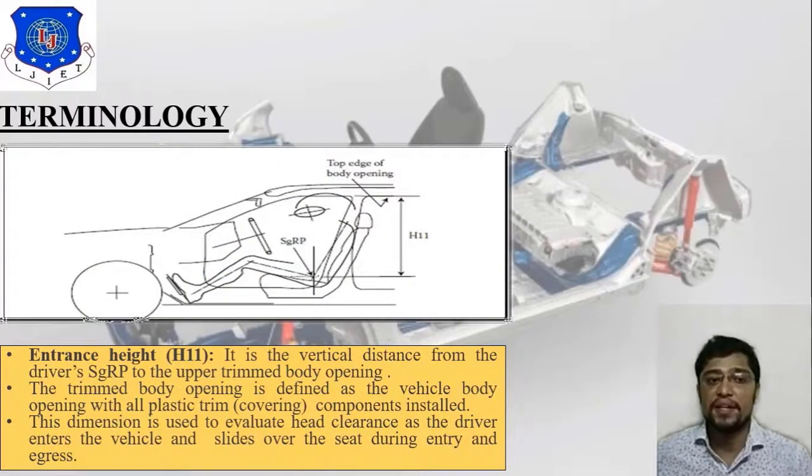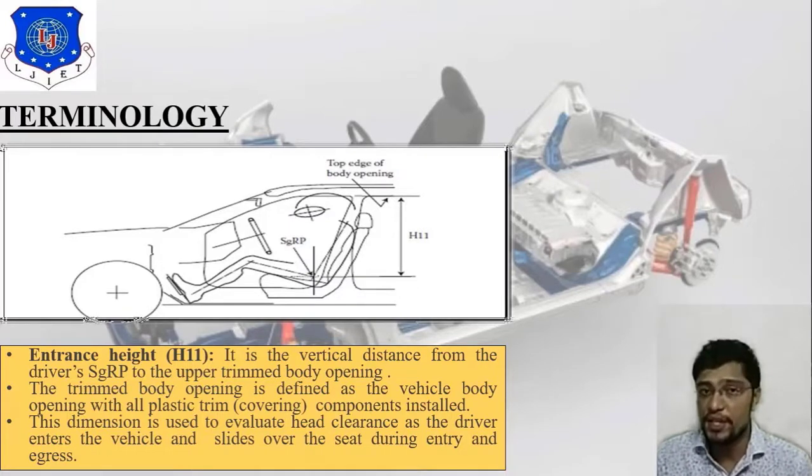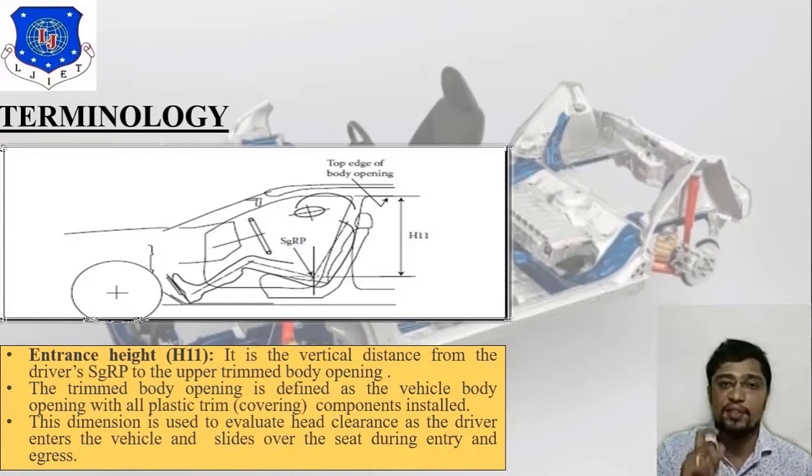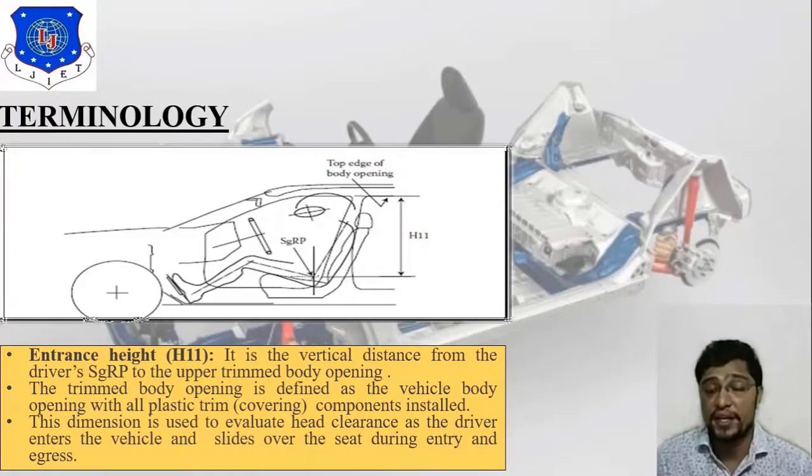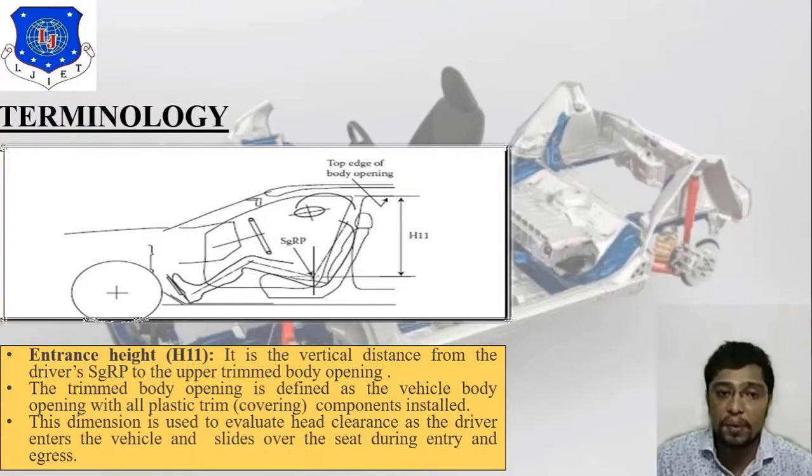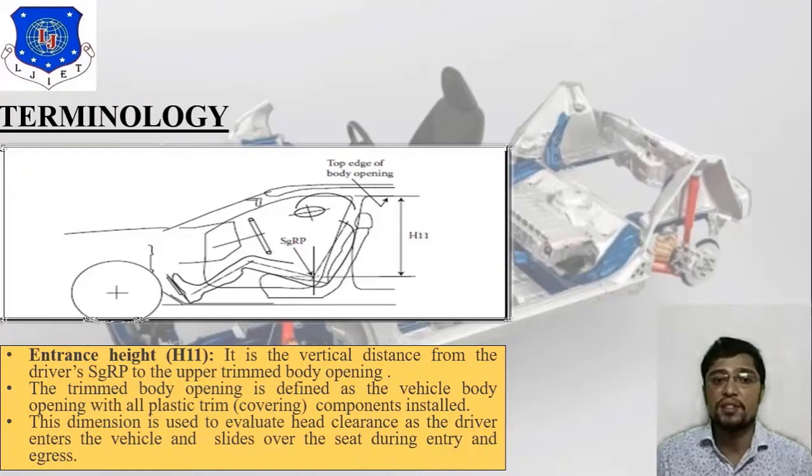Next one is entrance height, H11. In the image you can find HRP, which means H point referencing. Now we can talk about entrance height H11. What is H11? It is the vertical distance from the driver's SGRP or H point referencing to the upper trim body opening. The trim body opening is defined as the vehicle body opening with all plastic trim components installed.